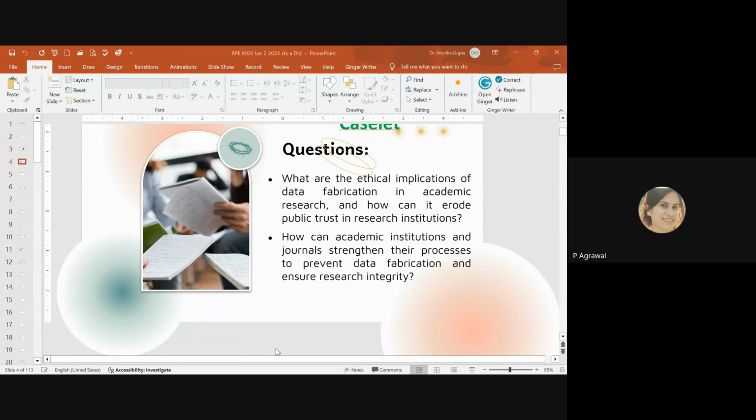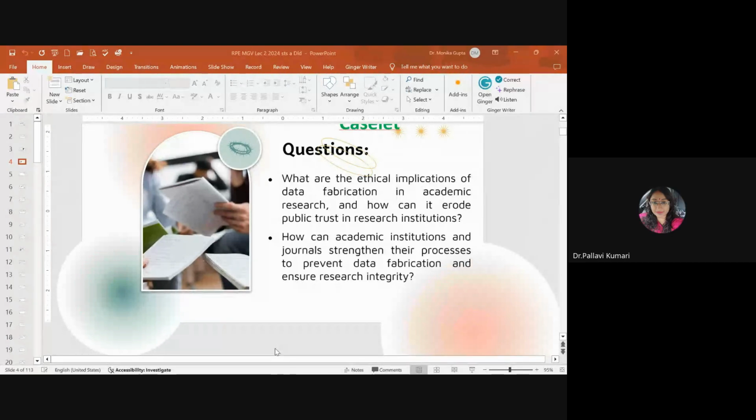Maybe by implying strict rules or... Okay. What else? Checking the plagiarism. Right. So one is strengthening rules. Second is checking plagiarism. What else? One very popular term these days, that is OA.